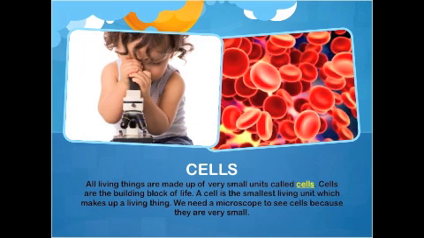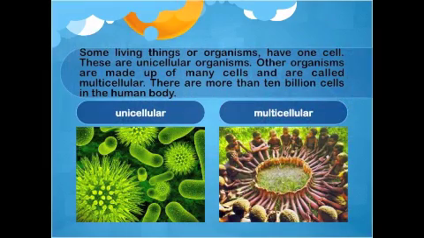Cells. All living things are made up of very small units called cells. Cells are the building block of life. A cell is the smallest living unit which makes up a living thing. We need a microscope to see cells because they are very small. Some living things or organisms have one cell. These are unicellular organisms. Other organisms are made up of many cells and are called multicellular. There are more than 10 billion cells in the human body.